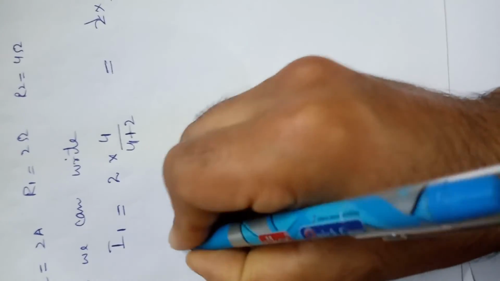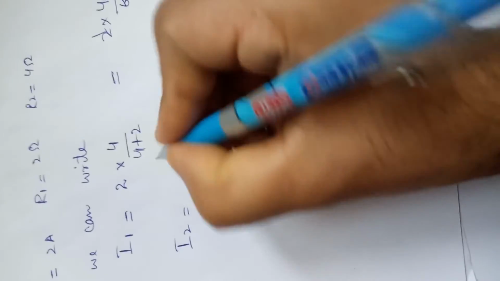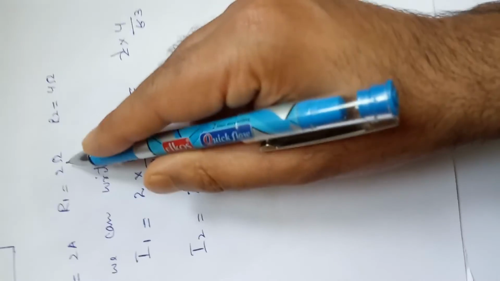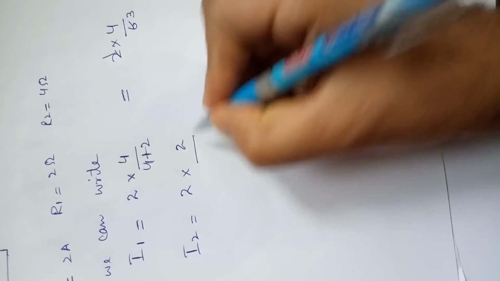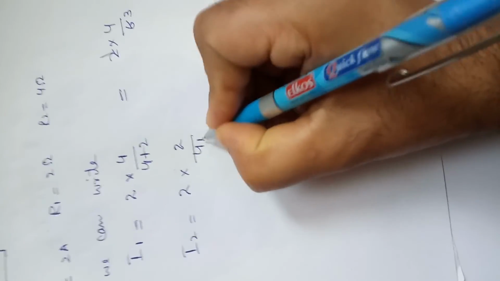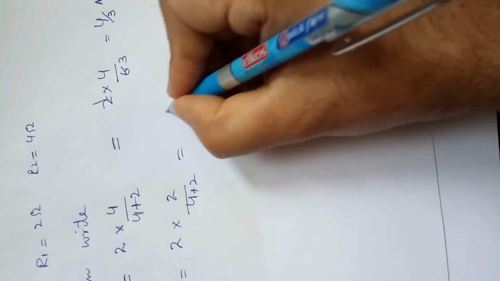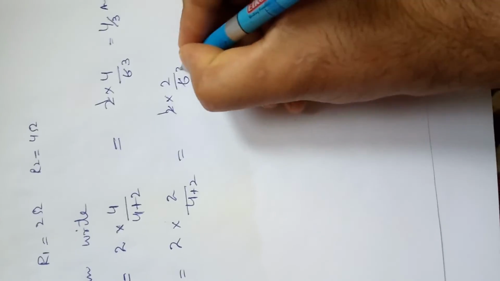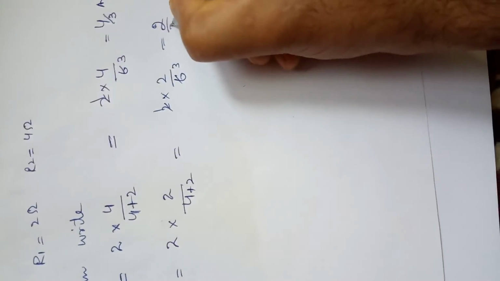So the value of I2 will be total current, which is 2, into some other resistance, which is R1, 2 ohms, divided by 4 plus 2, the sum of resistances, which is 2 into 2 divided by 6. 2 ones are 2, 2 threes are 2 by 3 amperes.